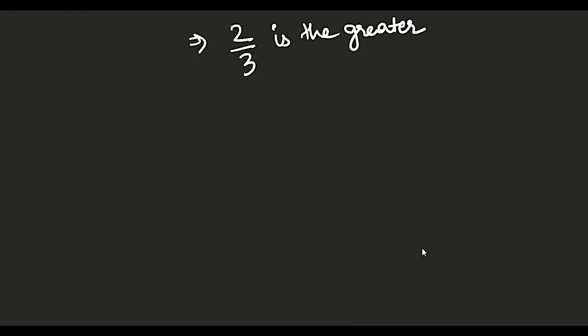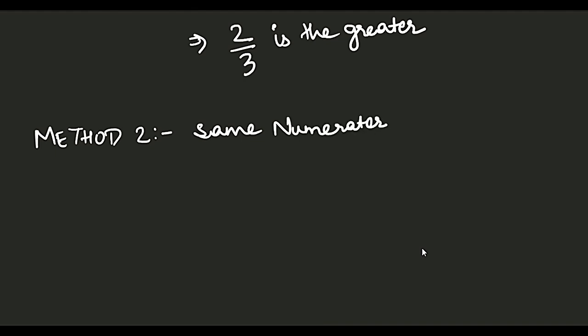Let's move to method number 2. What if I've got the same numerator as opposed to the same denominator, as we learned in the first method? This time we'll take an example where we've got the same numerator. My denominators are not the same, they are different, but the numerator is the same. So when the numerator is the same, the fraction with the smaller denominator is bigger.